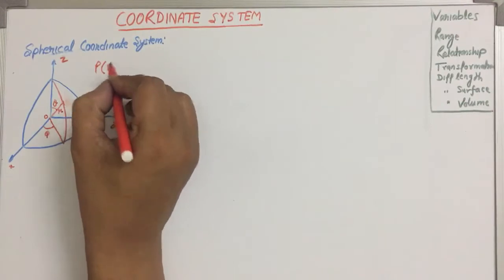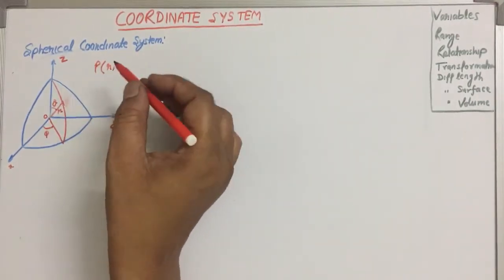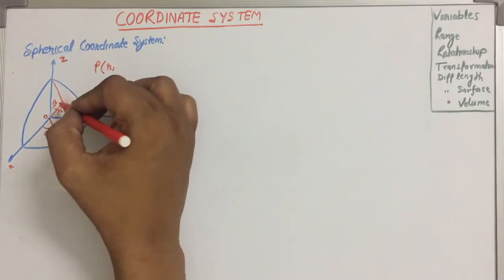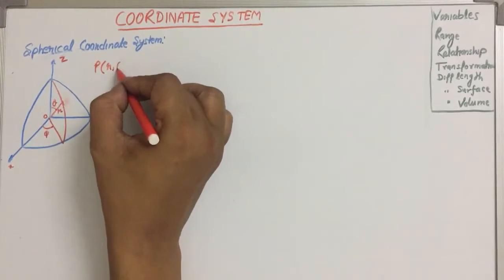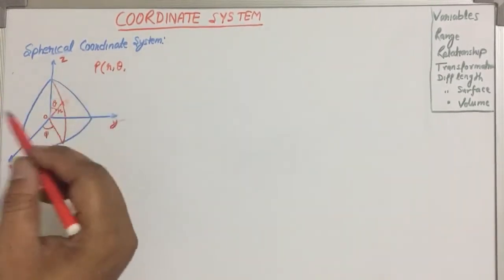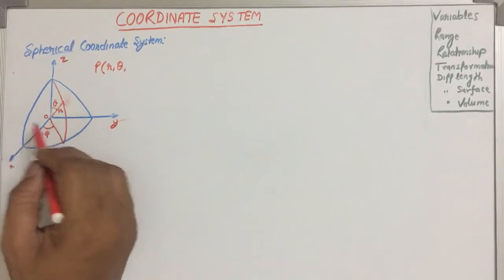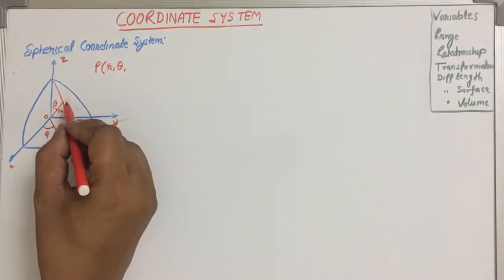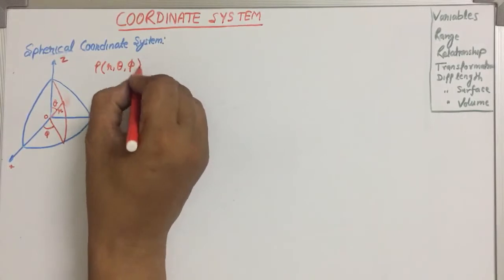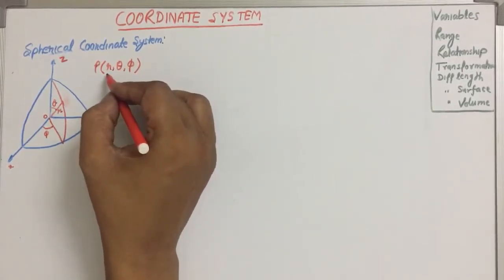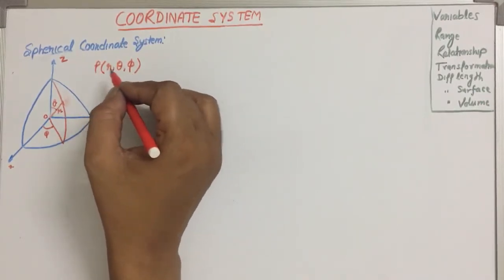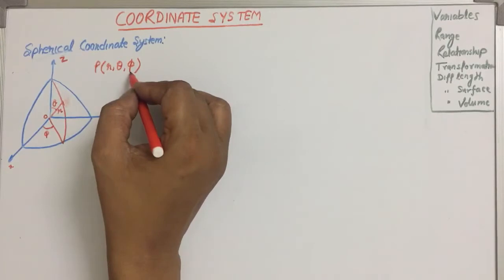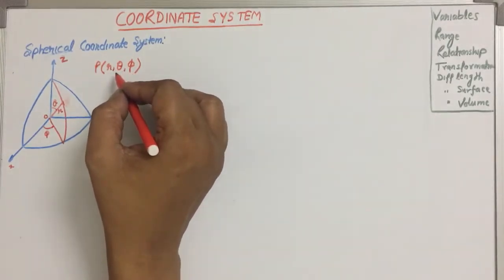In this case there are three variables. First is the radius of the sphere. Second, if point P is moving towards the xy plane, then theta is varying. If it is moving parallel to the xy plane towards this, then phi is varying. So in this case three variables are there: r, theta and phi. Radius of the sphere, azimuth angle and angle measured from z-axis.